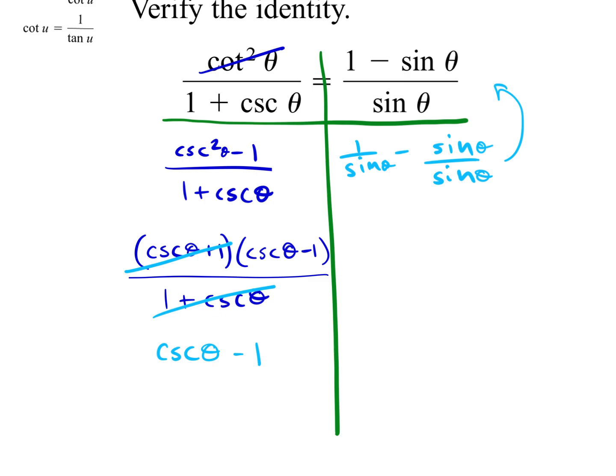What does 1 over sine equal? Cosecant. What's sine over sine equal? 1. So we get cosecant minus 1. Was that our goal? Yep. So these are equal.